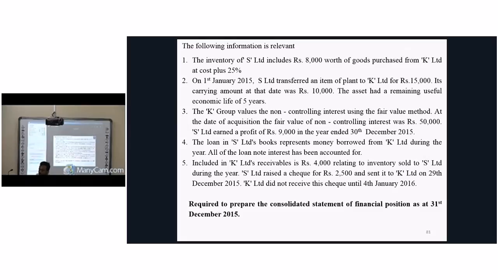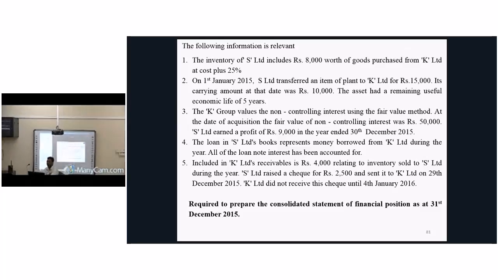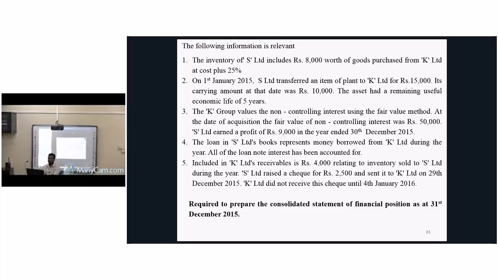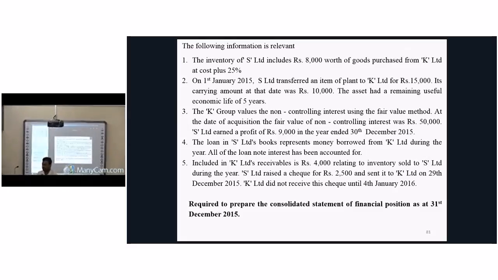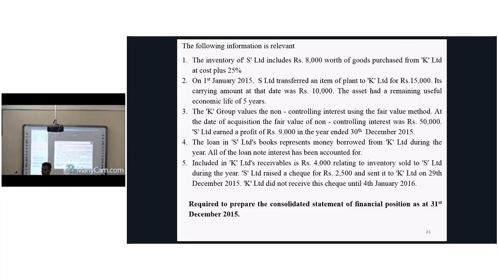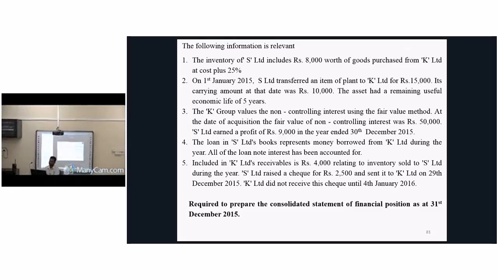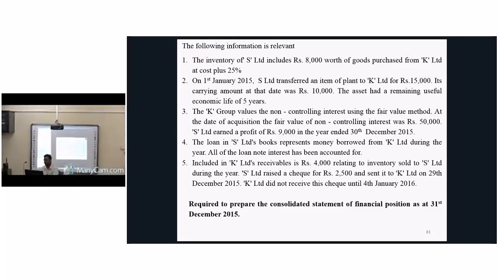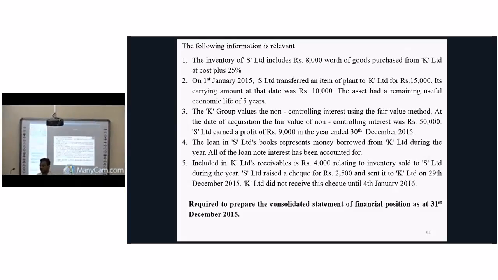The second one, on 1st January 2015, S Limited transferred an item of property, plant and equipment to K Limited for 15,000. Its carrying amount at that date was 10,000. Means we are going to discuss intercompany trading of fixed assets and depreciation adjustment. The K group values non-controlling interest at fair value. Fair value of NCI at that date was 50,000. Also, S has earned profit for the year 9,000. With that, we can find out retained profit at the time of acquisition.